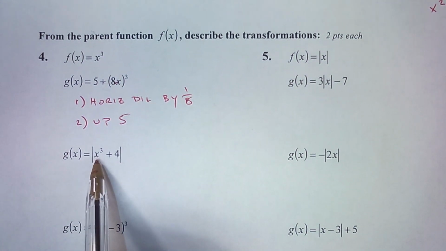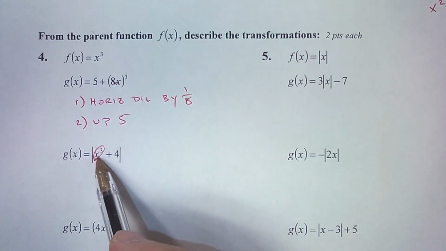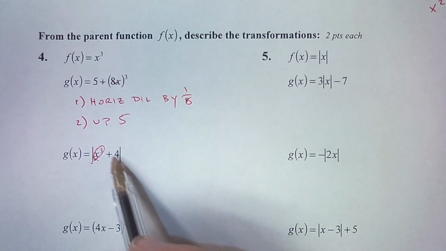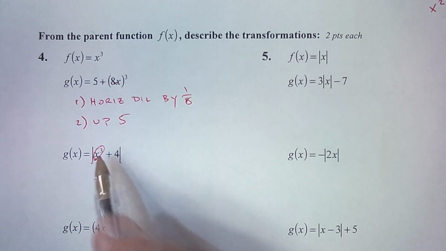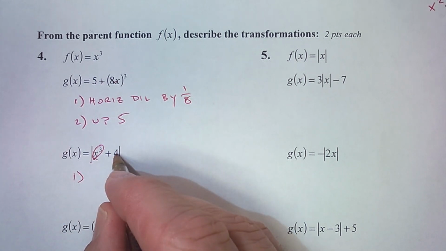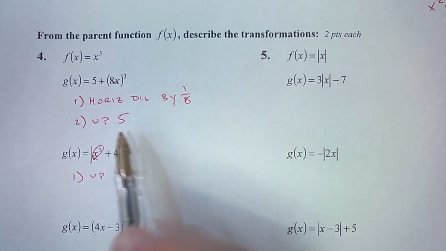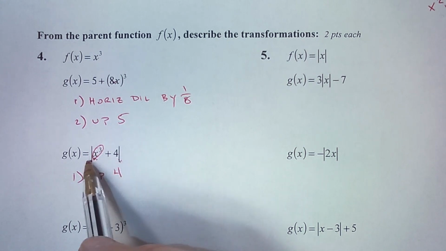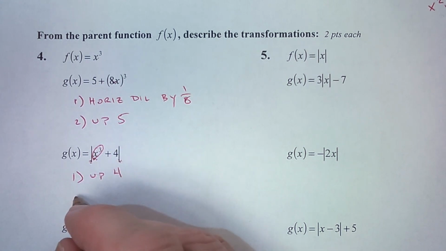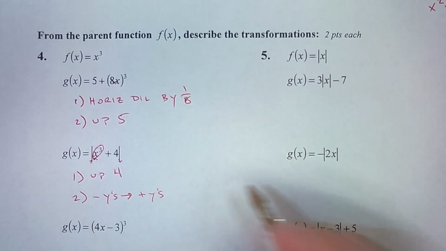Okay, this next one does not have anything inside the function, so the function is right here, x cubed, there's nothing inside of it. We have an absolute value, and we have a 4. The 4 is inside the absolute value, so that goes first. But again, it's not inside the function, so it is vertical. It goes up 4. And then, any negative outputs have to reflect over the x-axis. So negative y's become positive y's.